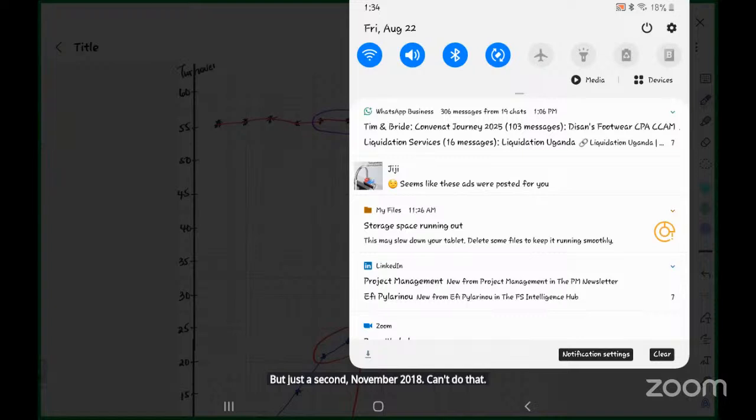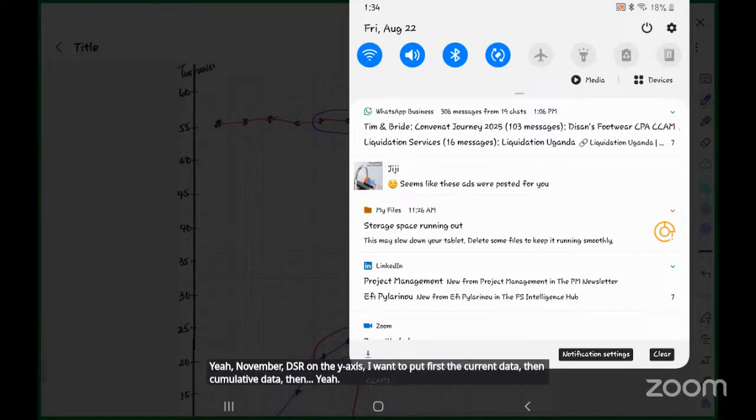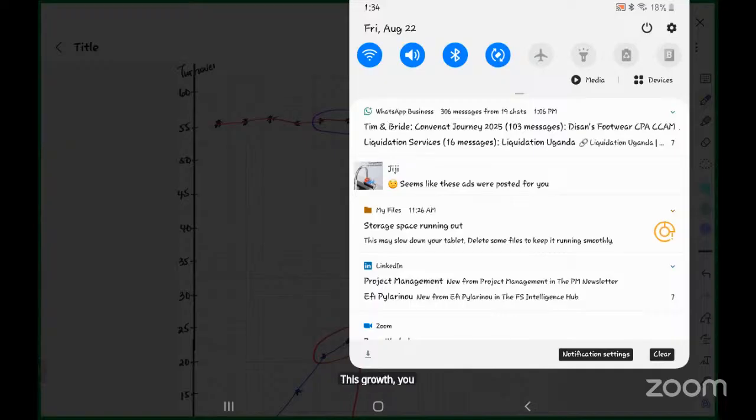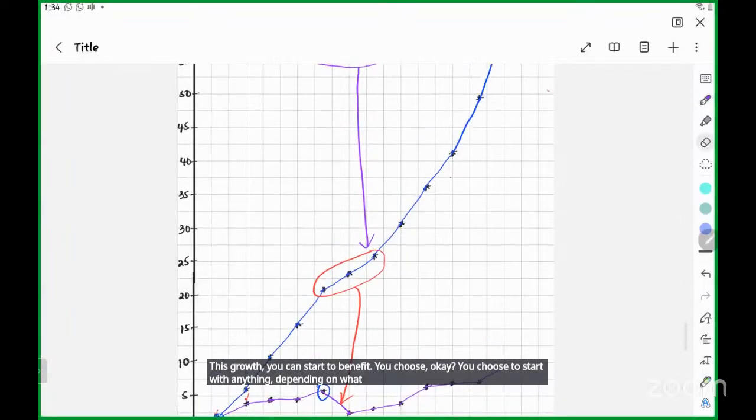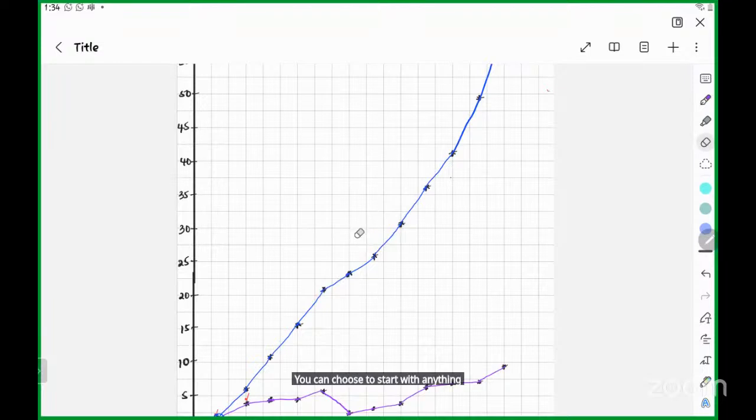November 2018. Yeah, November, yes, on the y-axis, I want to plot first the current data, then cumulative data, then, yeah, this graph, you can start with anything. You choose, okay? You choose to start with anything, depending on how your data is organized. You can choose to start with anything, okay?